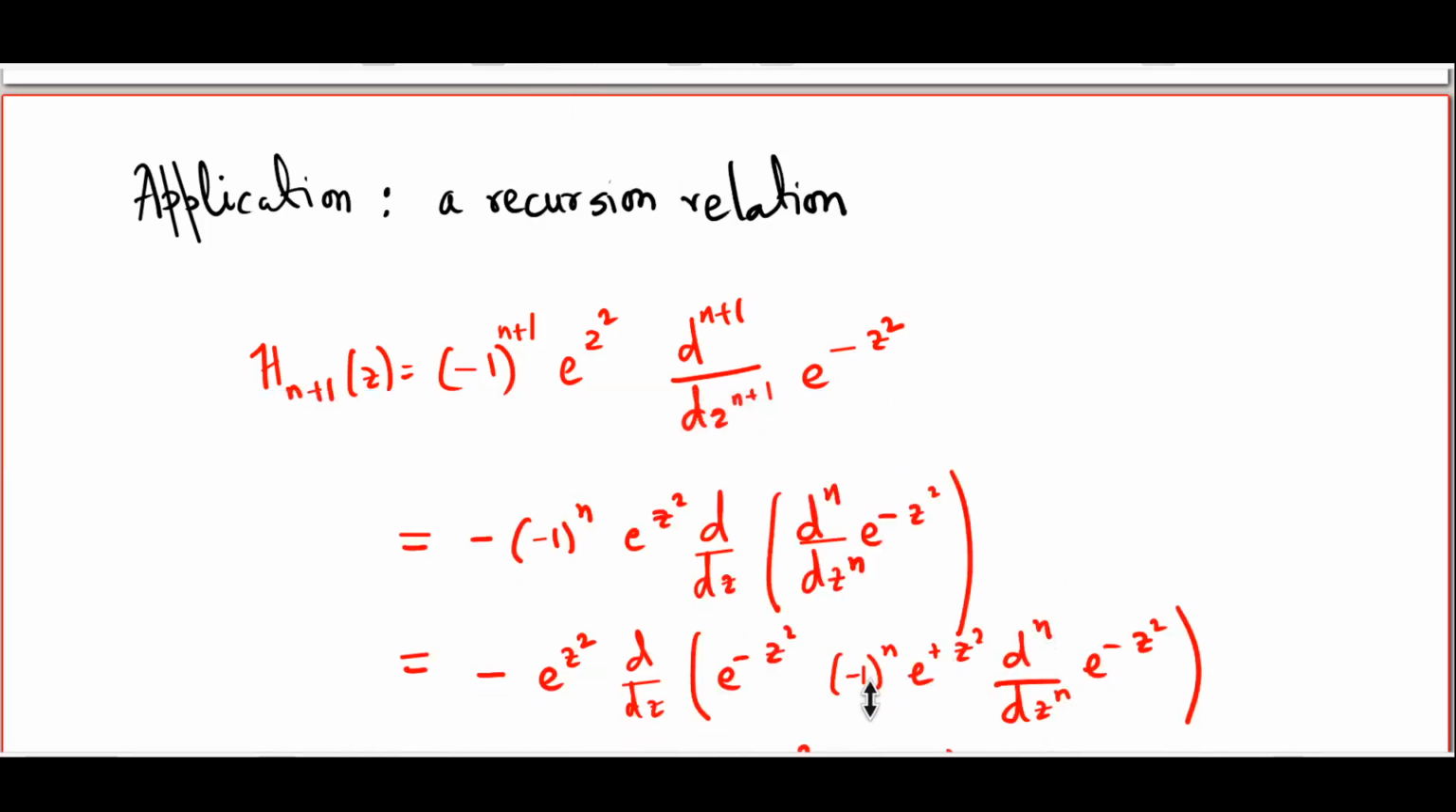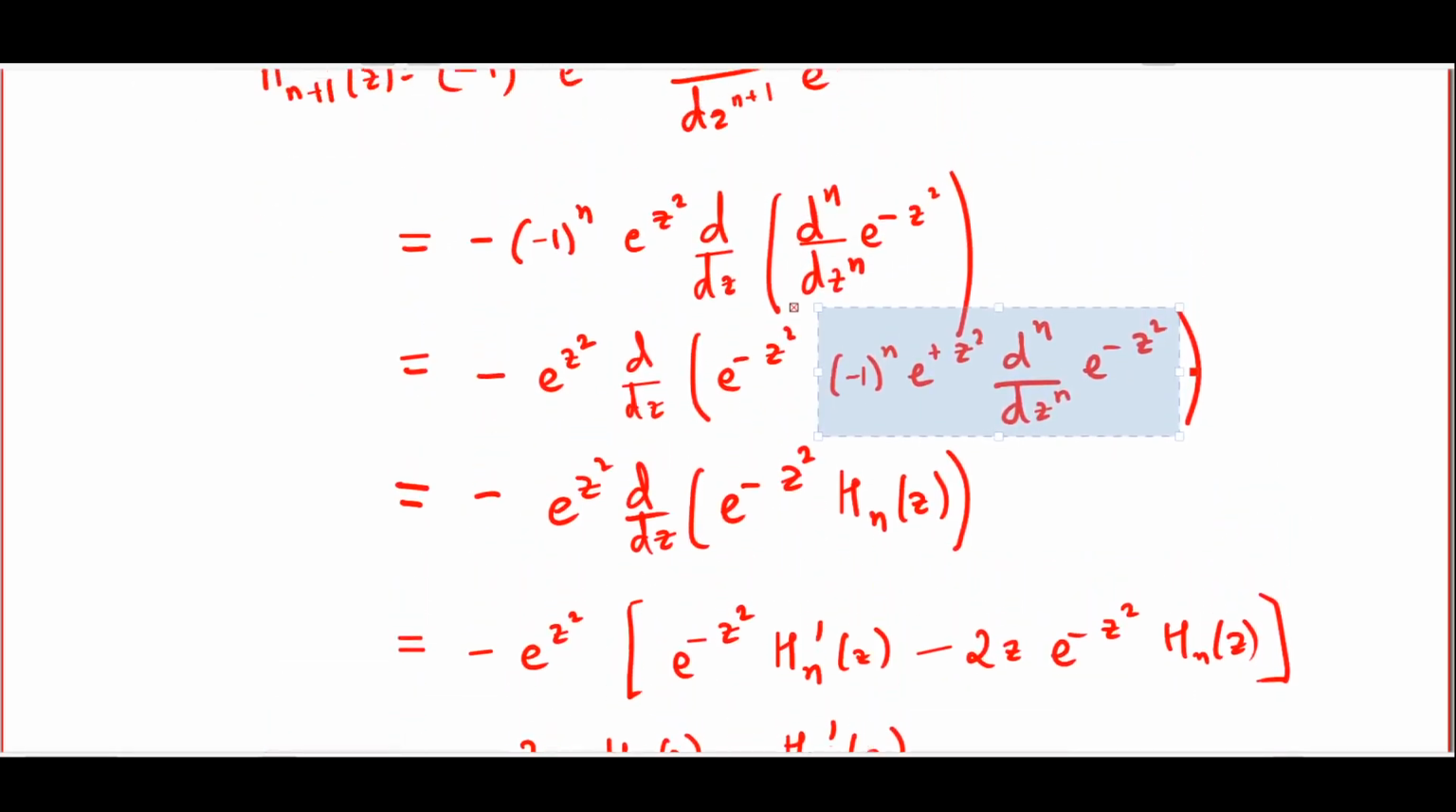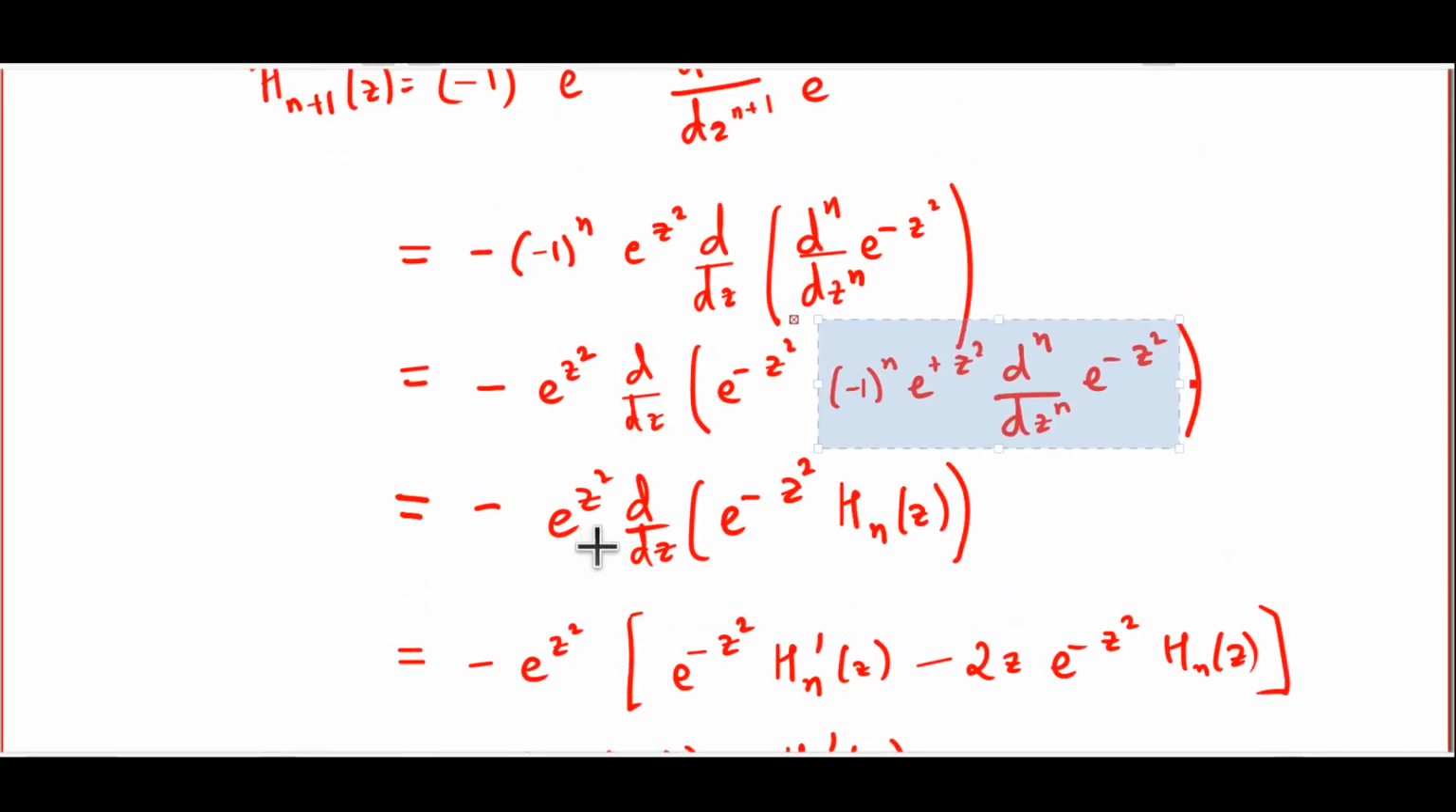We just rewrite the bracket in such a way. This is the d/dz. All I've done is taken this bracket and rewritten it here by throwing in an extra factor of e to the minus z square and e to the plus z square and bringing the minus 1 to the n inside. Of course, that leaves an extra minus sign outside. Why have I done that? We have done that basically because once you do this, this part is exactly H_n(z). So what we end up with is this result, that H(n+1)(z) is minus e to the z square times the derivative of e to the minus z square times H_n(z).